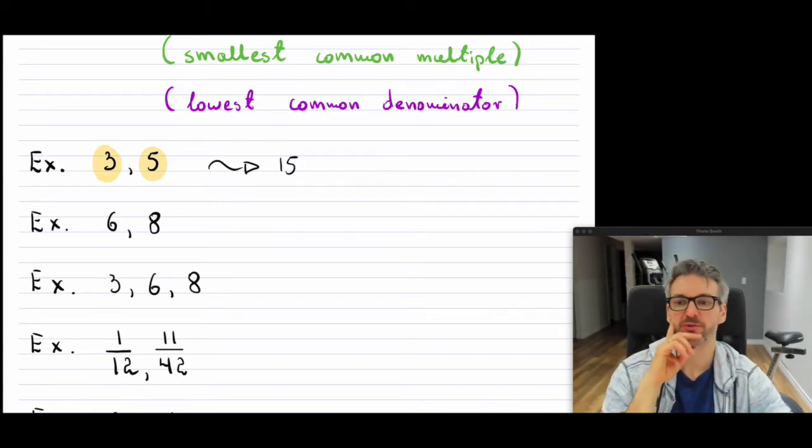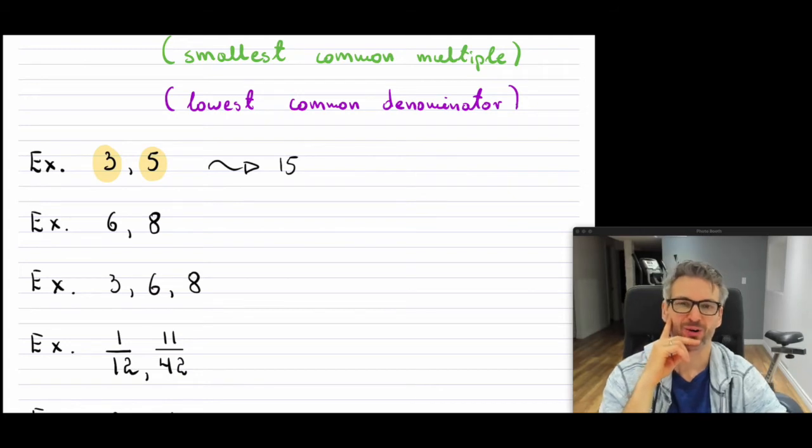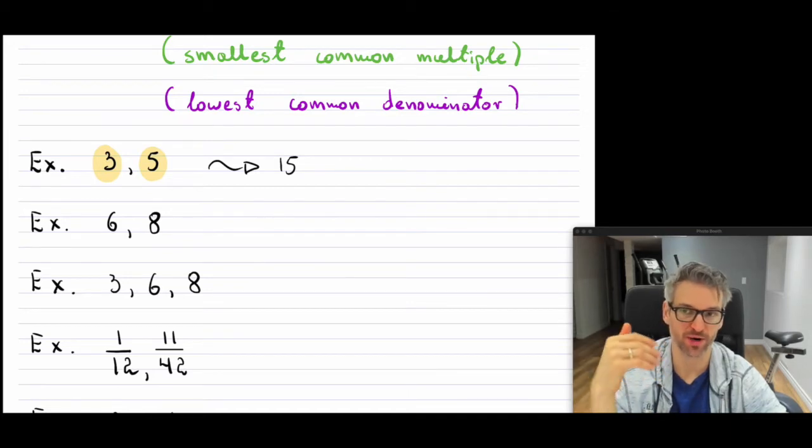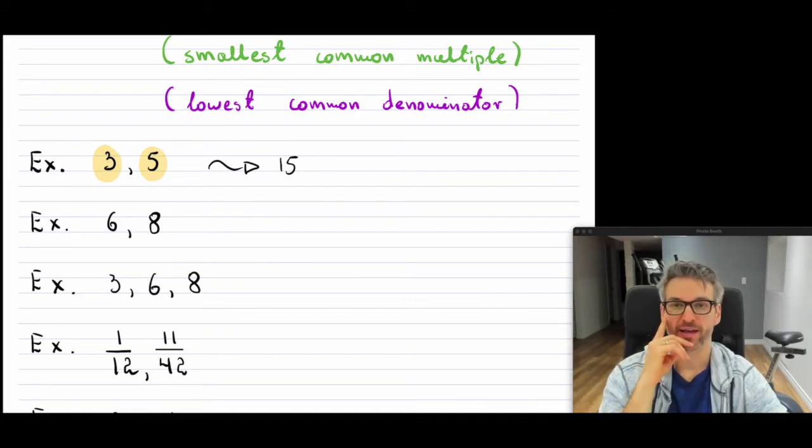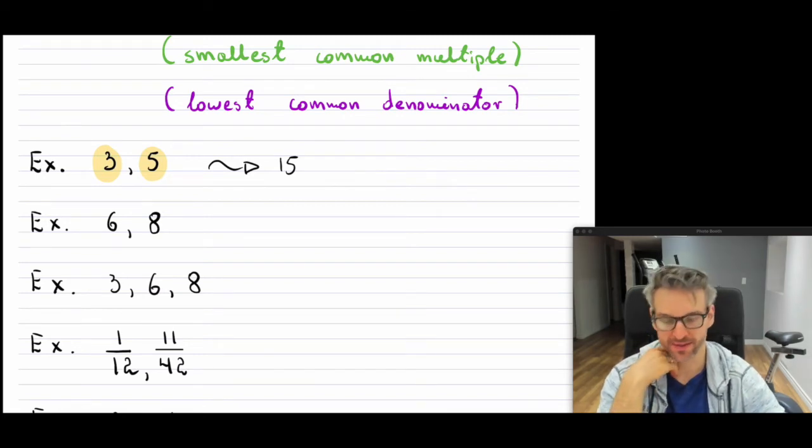Now, sometimes what people think is that all they really have to do is just multiply the two numbers, right? Because 3 times 5 is going to give you 15. That's going to work. It's going to give you a common multiple, but not always the lowest common multiple, meaning not the smallest one possible, all right? And for instance, I'm going to just show you on the second example why that is not true.